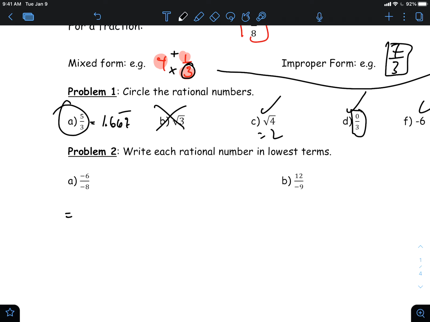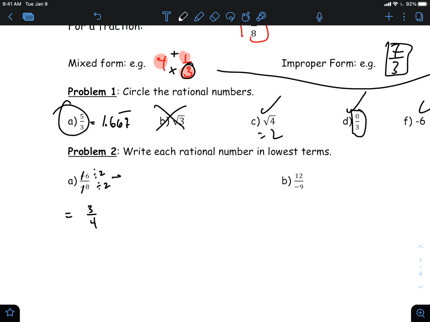So what's that, Allie? 2. I think 2 is probably the biggest you can go, right? So I can divide the numerator by 2, and I can divide the denominator by 2. And when I do that, I'm going to get, no, we don't need the negatives because they're going to cancel each other. So you're going to get 3 over 4.